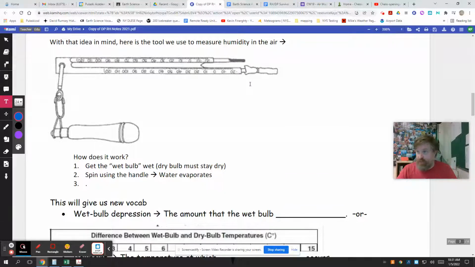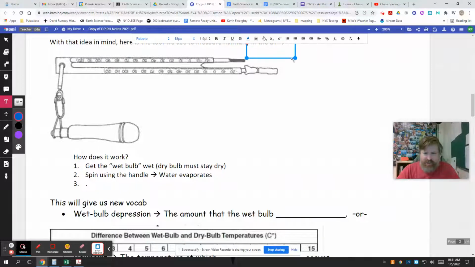So simple, in fact, that you're going to do it when you do the lab, kind of like with a bootleg version of one of these. You're going to take one of my classroom thermometers, tie some string to the end so that it can hold some water on the bulb, spin it, and see how much it goes down by. You do that, you're going to get yourself to an answer pretty easy.